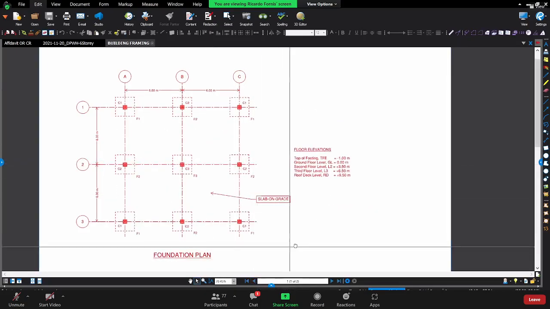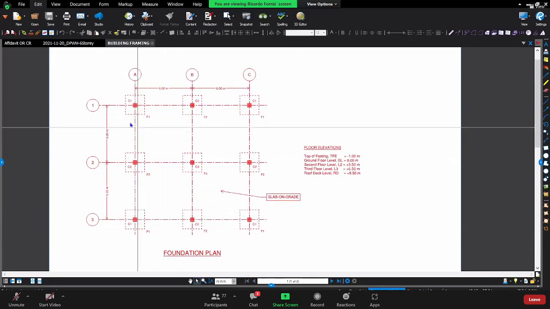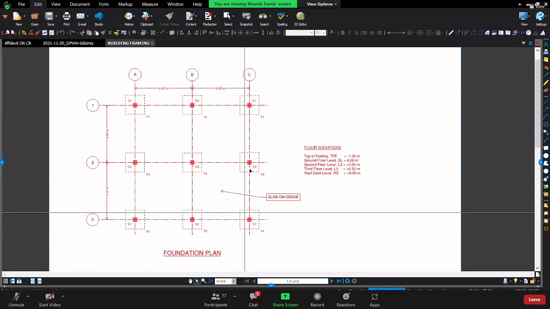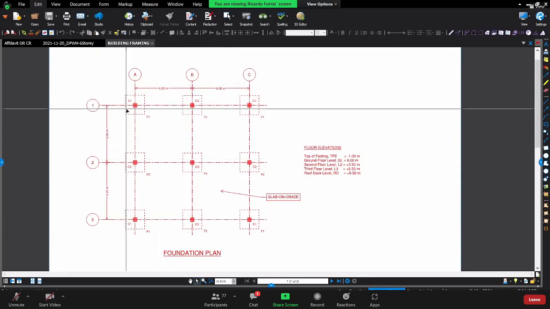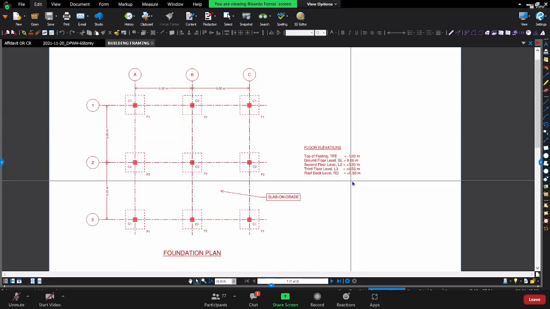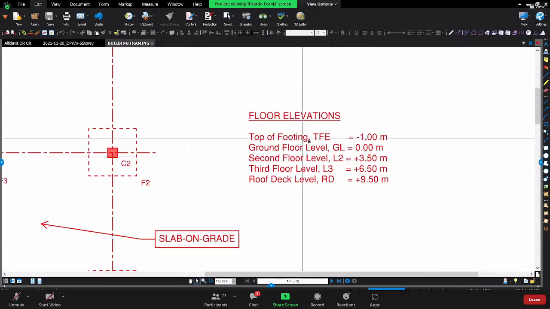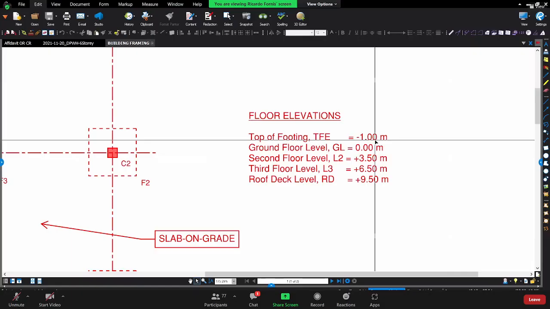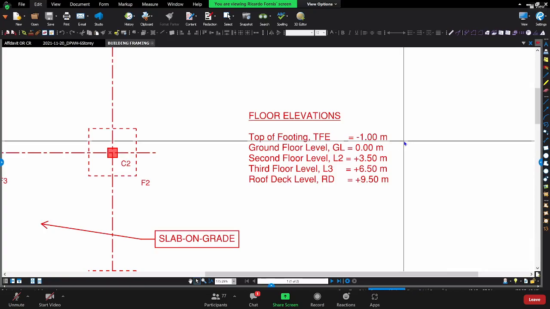Let's go back to the foundation layout. So this is the typical foundation layout, assuming the property line is away from the building footprint. So we can utilize concentric footings, meaning the columns are on center of the footings. So the assumptions, some floor elevations: the top of footing is -1. It means that's negative, below the grade level or the ground floor level. So you have to excavate about 1 meter.